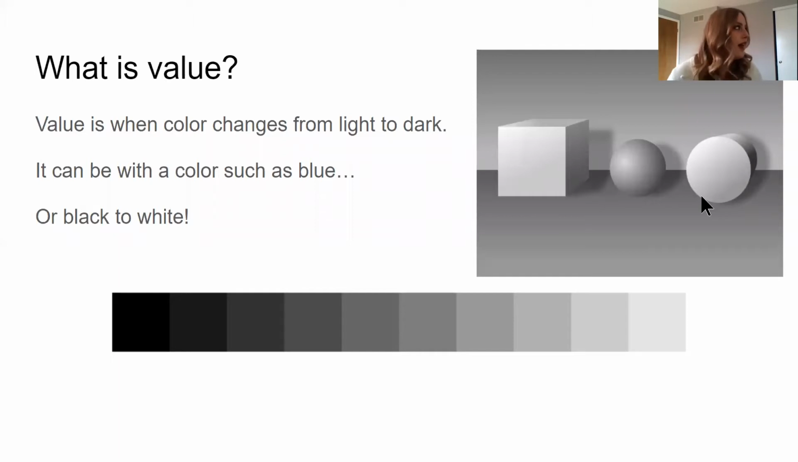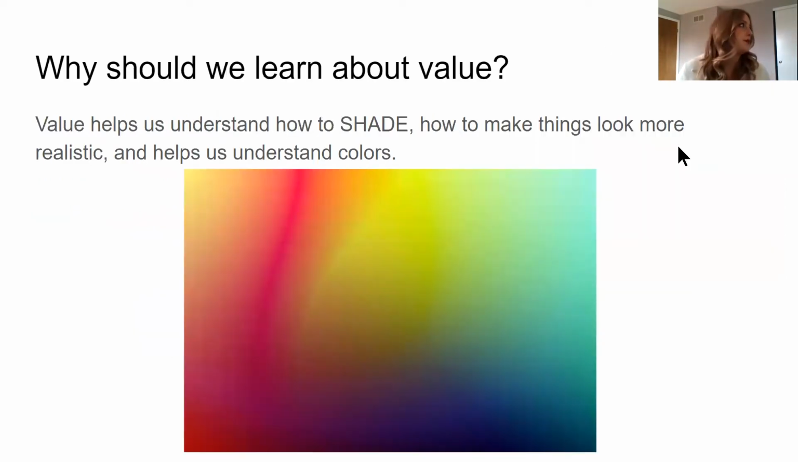So what is value? Value is when color changes from light to dark. So look at the examples I have. This is the most common value scale using gray, black, and white. So you see I get darker every time or lighter every time. Now we use value a lot when we talk about shadows. Like when you go outside and you see your shadow, it's a different value. So it's really important to think about shadows.